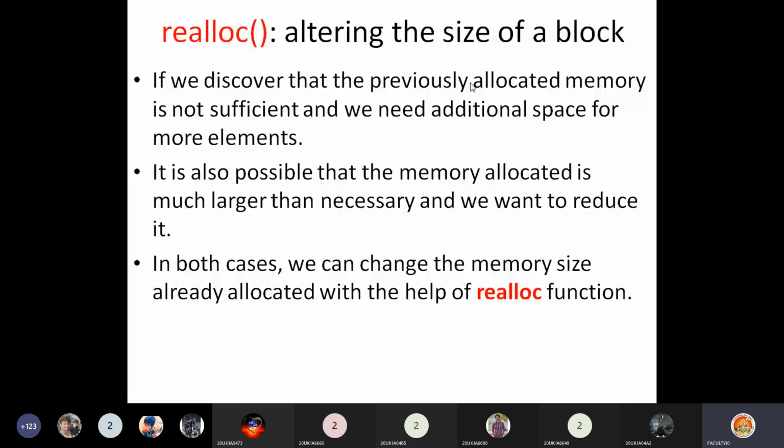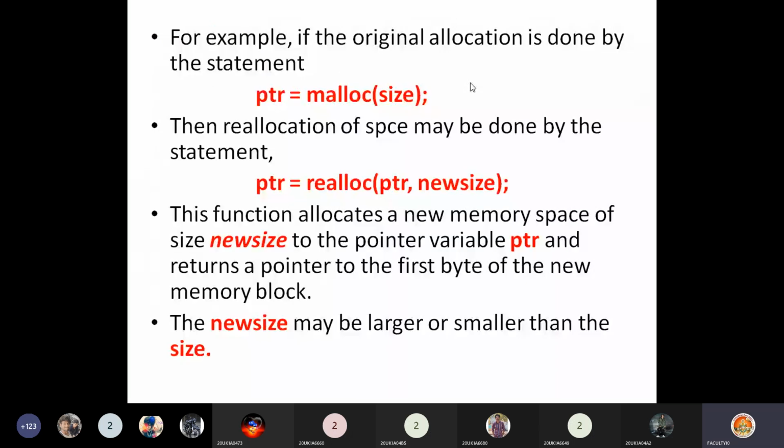For example, if the original allocation is done by using malloc with some size, the memory is pointed to by PTR. PTR is now pointing to that allocated size. Now you want to modify this size. Then the reallocation of space may be done by using the realloc function in this way.